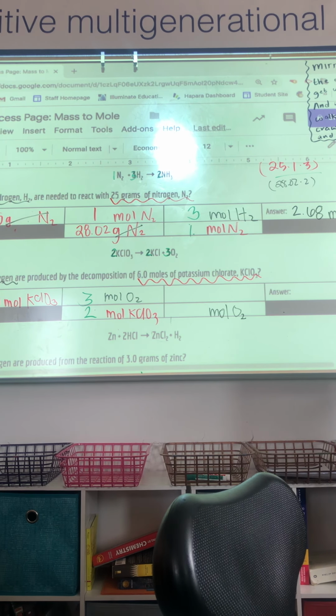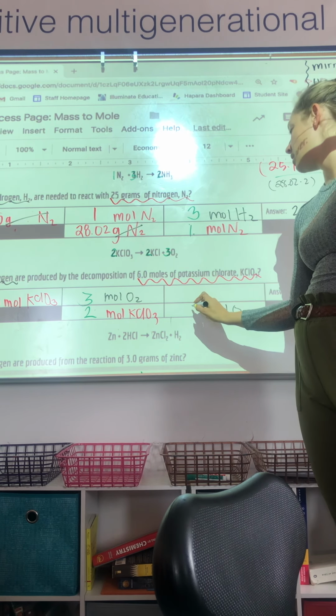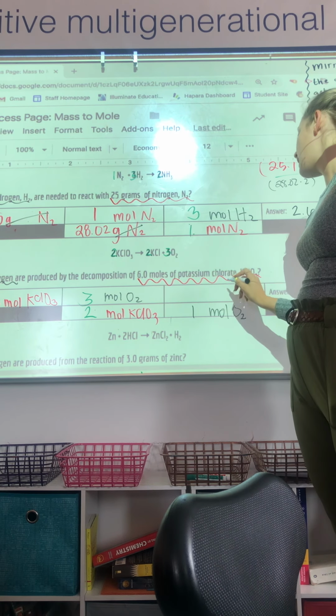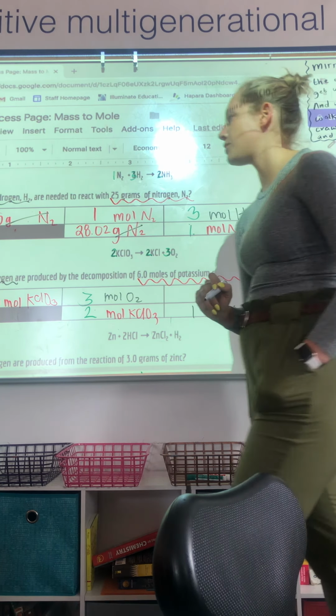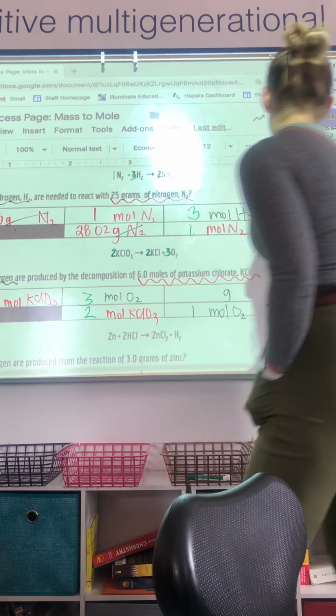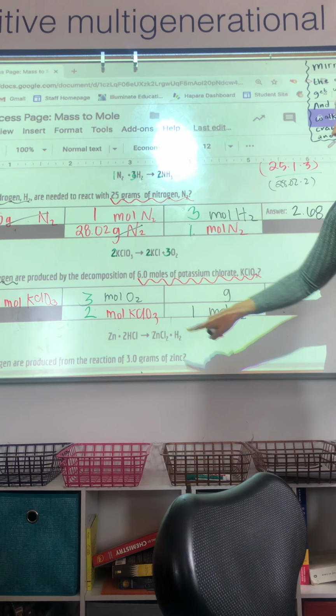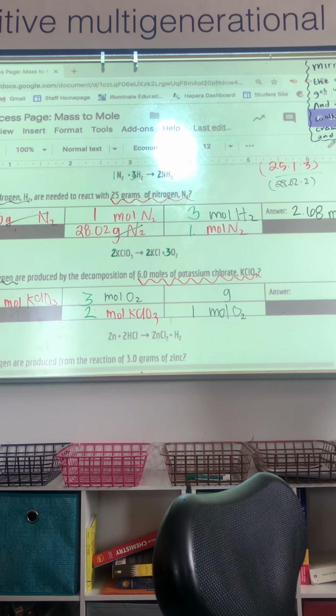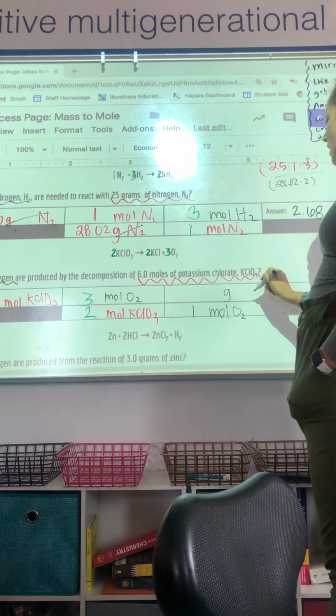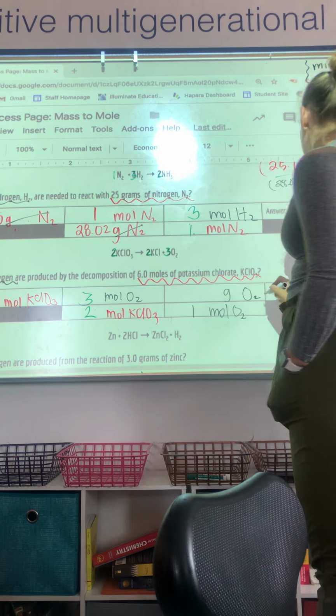How many moles am I going to put here? 1. Why 1? Because you're trying to find the grams per mole. I'm trying to go from moles to grams, which means I use the molar mass, and the unit of molar mass is grams per mole. If that number was going to be other than 1, it would have been grams per moles, right? But you know how it says grams per 1 mole? That's 1 mole.